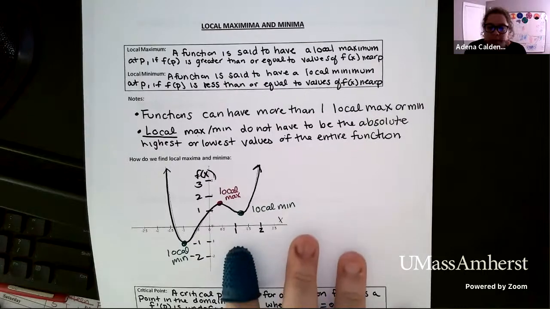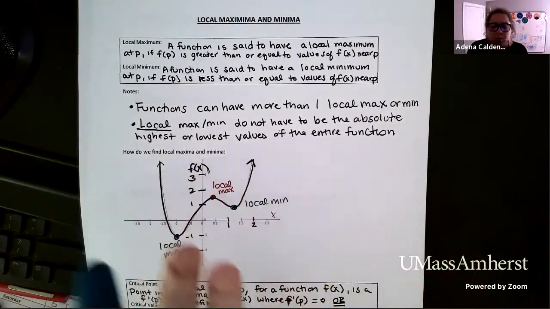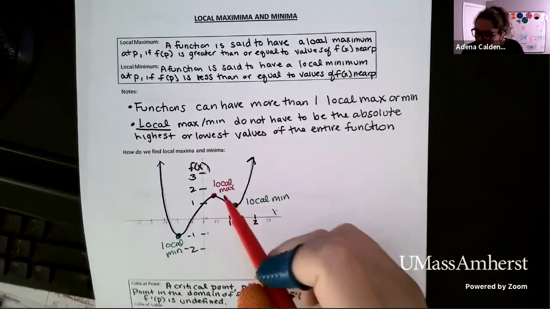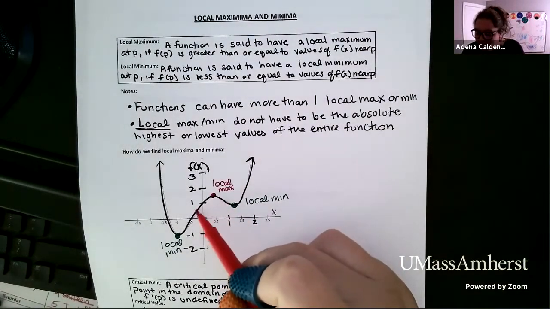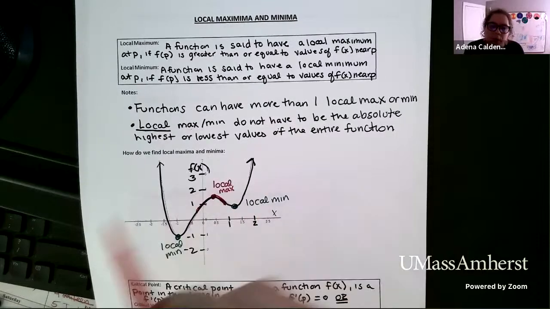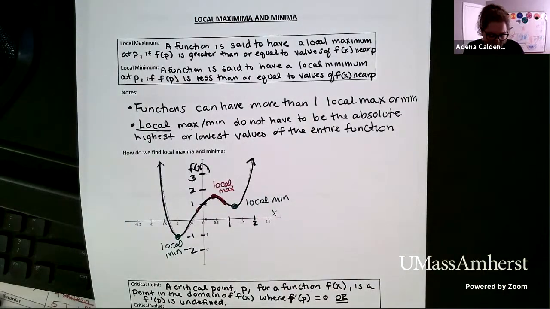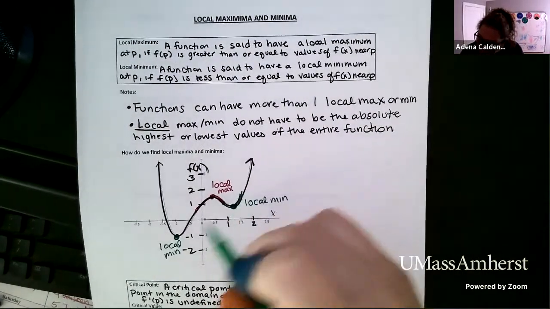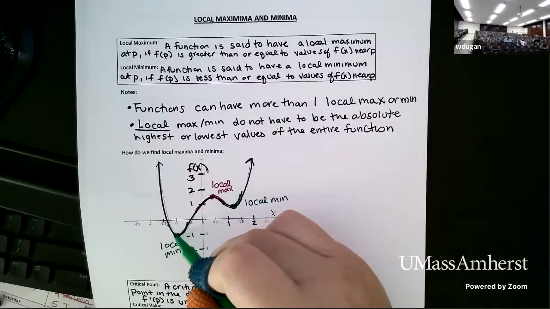Here's a picture to give you a visual of what we're talking about. Notice here, we have a local max right here because in this little area, it's the highest point compared to those around it. And then our local minimums are the lowest point in the area around it.